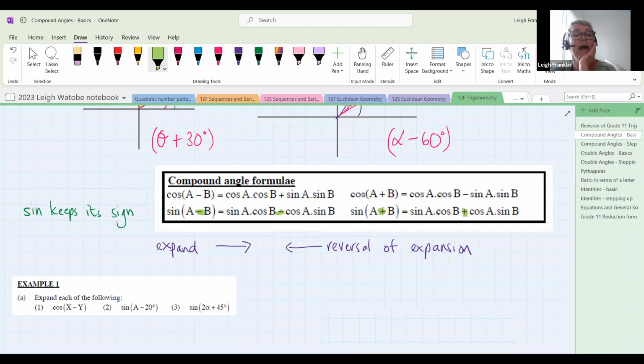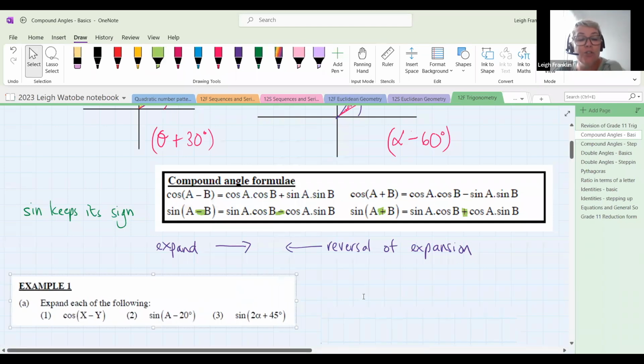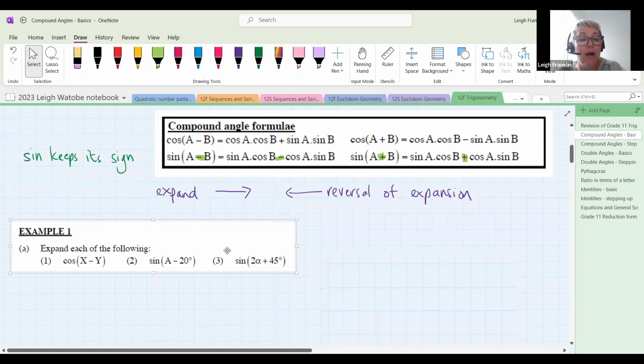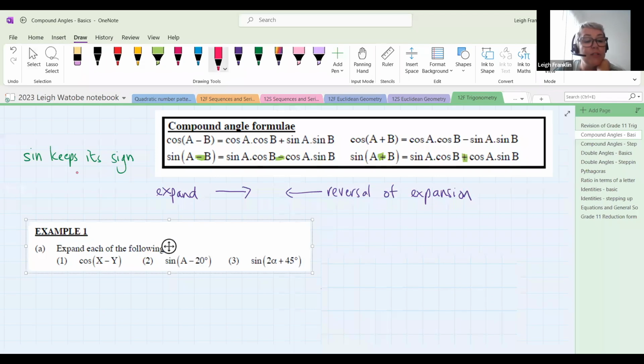If I've got a plus over here, I've got a plus over there. Okay, so sine A minus B when expanded gives us sine A cos B minus cos A sine B, and sine A plus B gives us sine A cos B plus cos A sine B. Right, so in the beginning, all they want us to do, like here in example number 1, is just do the expansion. So we've got to use our compound angle formulae and do the expansion. All right, so if I do the first one as an example, perhaps you guys can try number 2 and number 3 on your own.